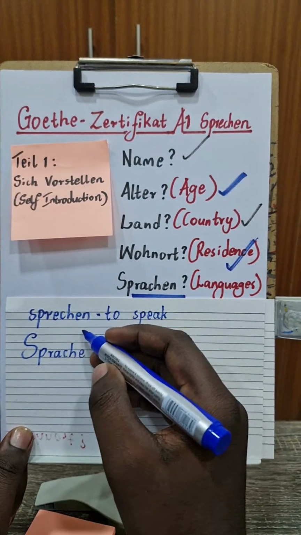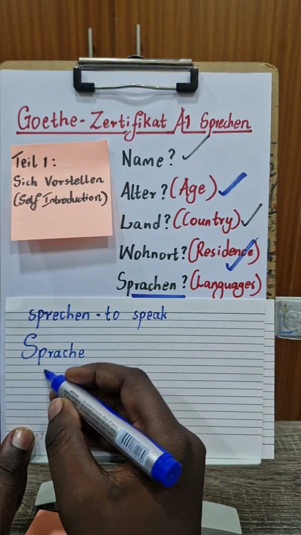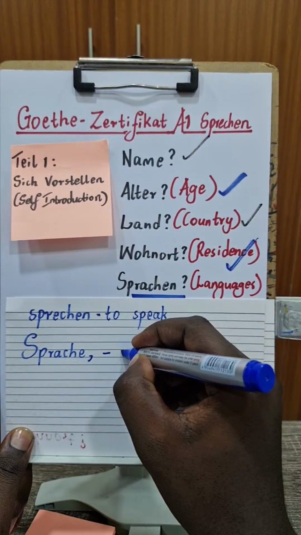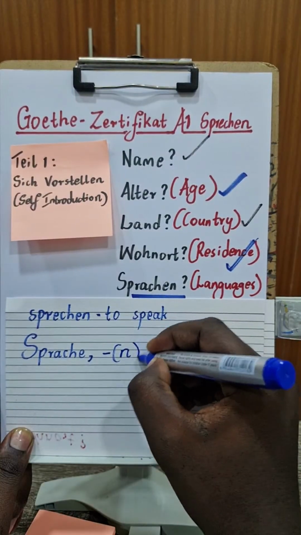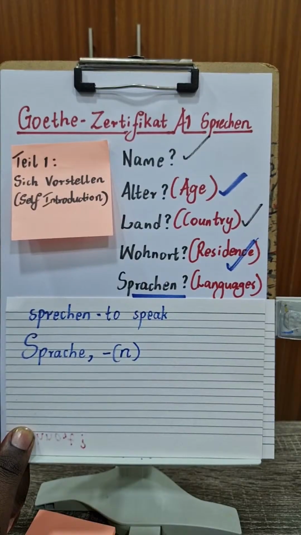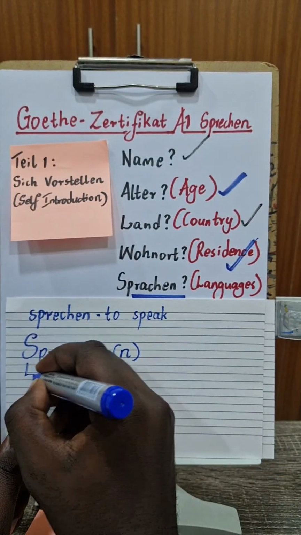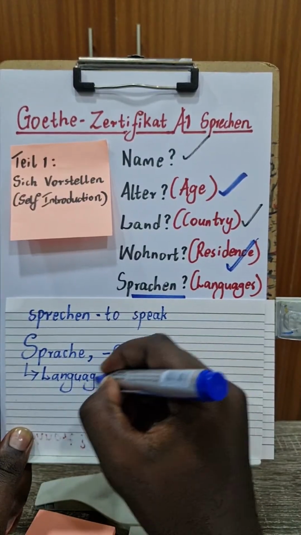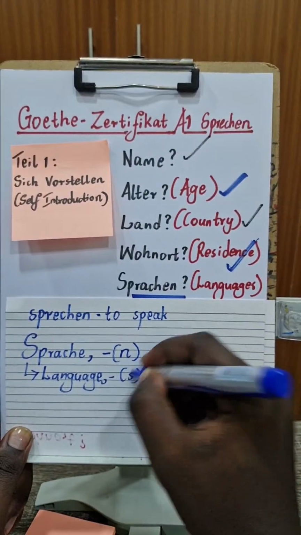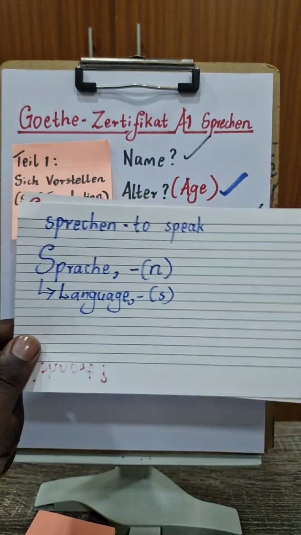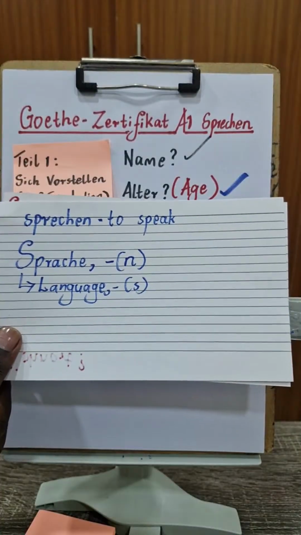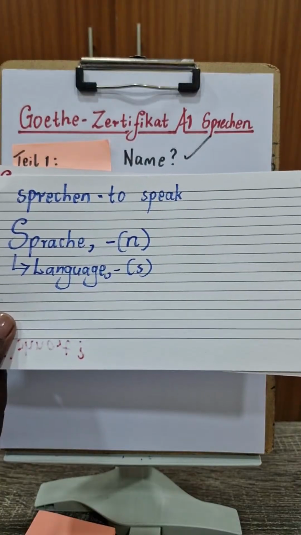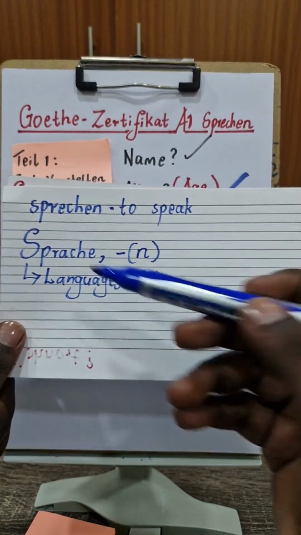So, sprechen, to speak. Sprache, capital S. This one is the one that in plural you would add an N. So this Sprache means language. Right? Look at the two. There is sprechen, which is to speak, and then Sprache. In plural you add an N: Sprachen. Now this means languages.